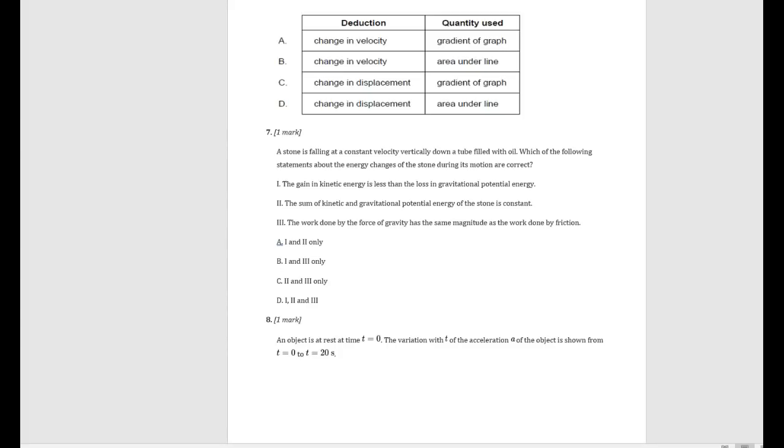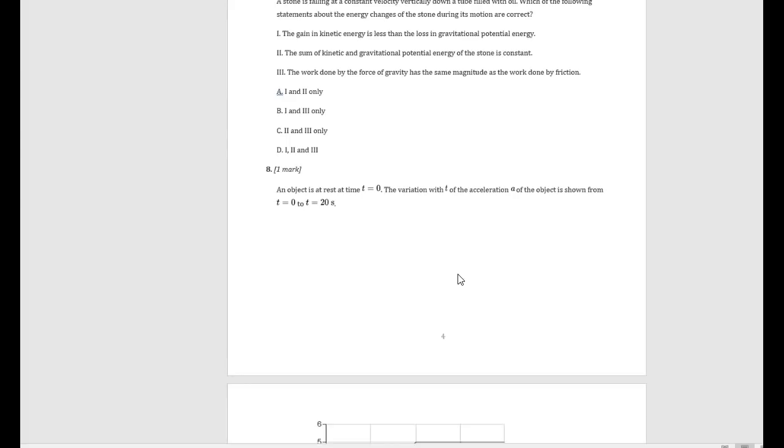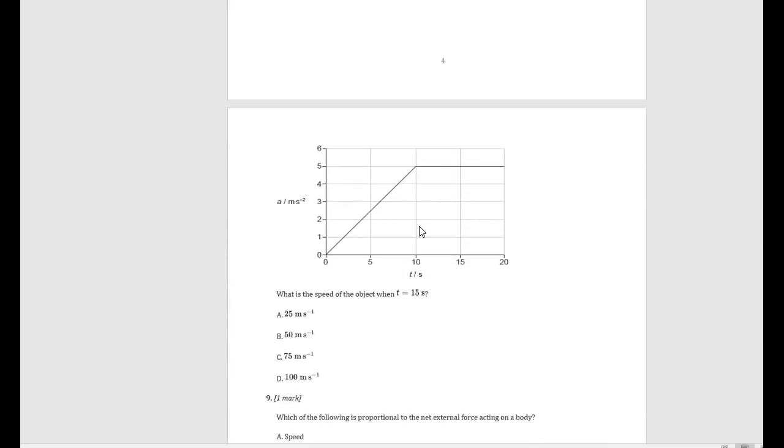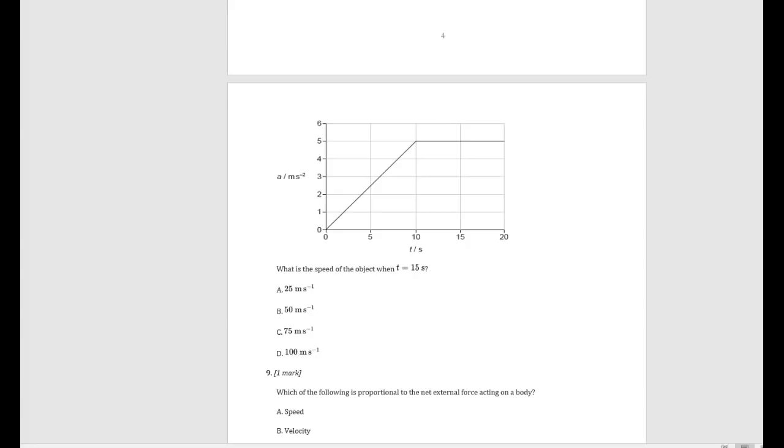Okay, take a moment to look at that. Okay, question 8. An object is at rest at time t equals 0. The variation with t of the acceleration a of the object is shown from t equals 0 to t equals 20 seconds. So another acceleration time graph. Really, we've done this already. You should know, though, that for an acceleration time graph, the area under the graph tells you only the change in velocity. So for this type of graph, the area is equal to delta v.